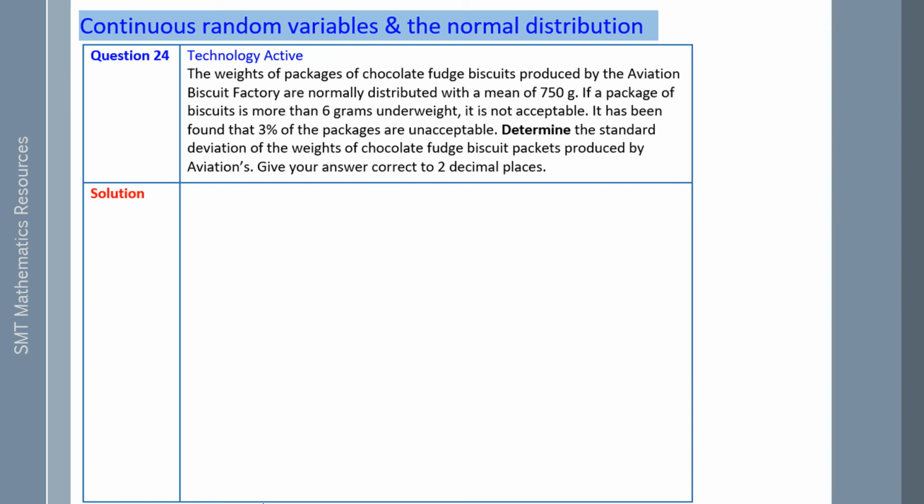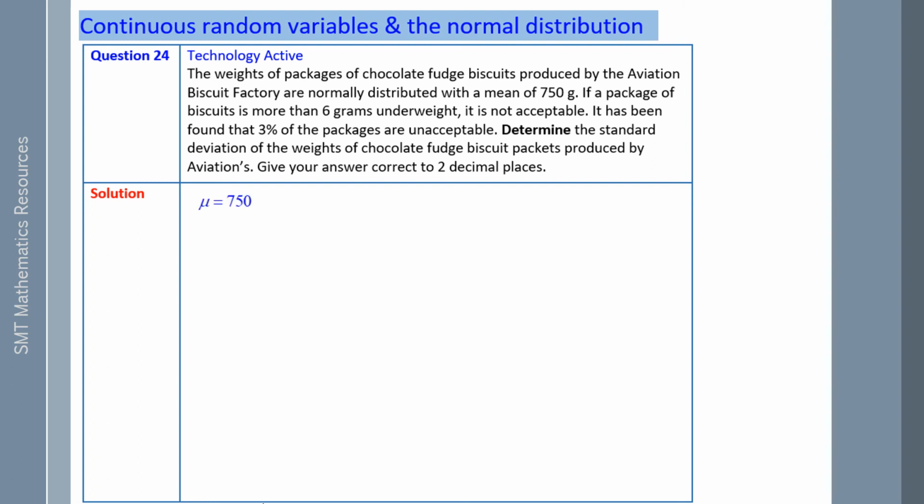Question 24. The weights of packages of chocolate fudge biscuits produced by the Aviation Biscuit Factory are normally distributed with a mean of 750 grams. If a package of biscuits is more than 6 grams underweight, it is not acceptable. It has been found that 3% of the packages are unacceptable. Determine the standard deviation of the weights of chocolate fudge biscuit packets produced by Aviation. Give your answer correct to 2 decimal places.